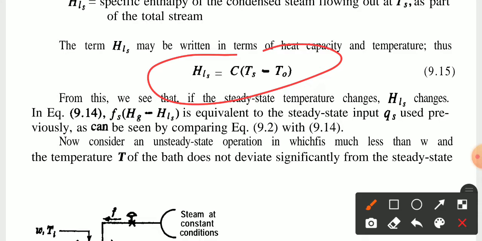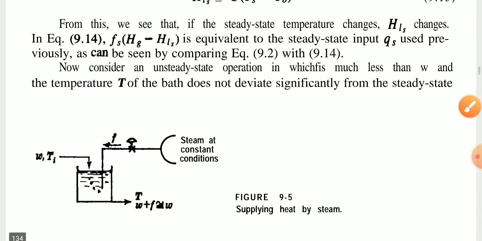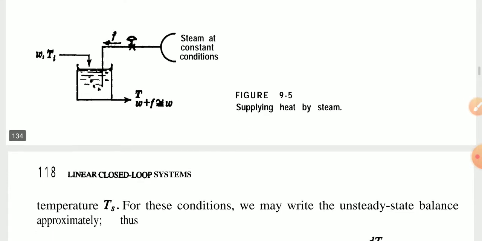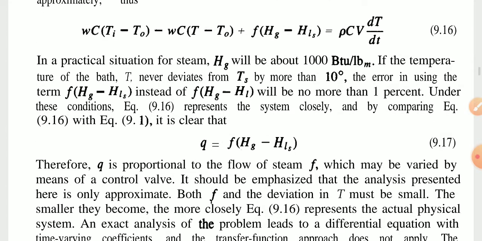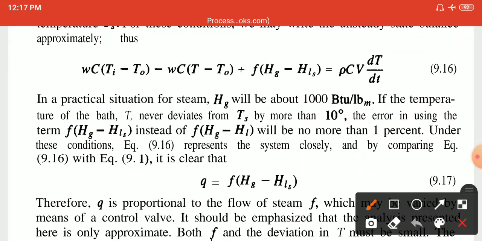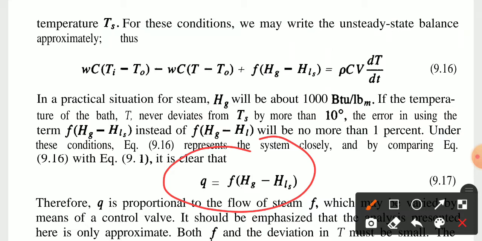From this we get the steady state temperature, His and Hqs for this figure 9.5, supplying this heat system. Okay, for this basis for reactions, last one, this one: Q is equal to f (Hg minus Hl).